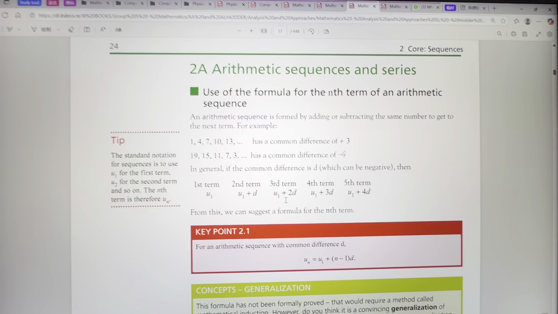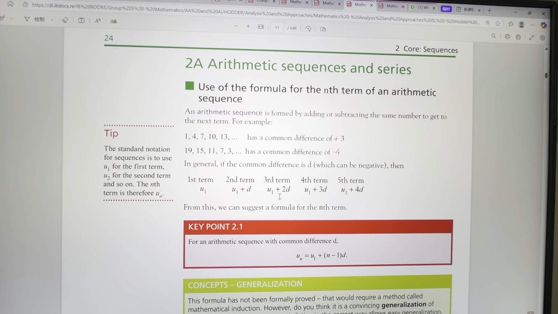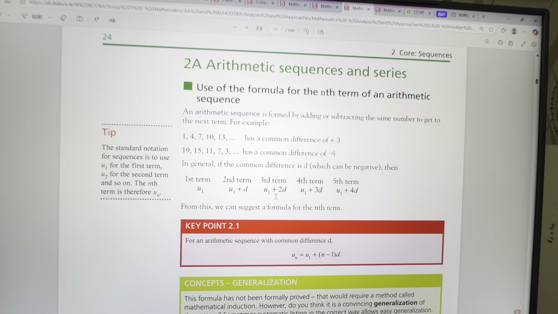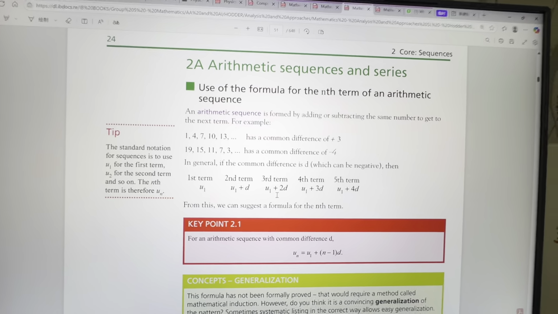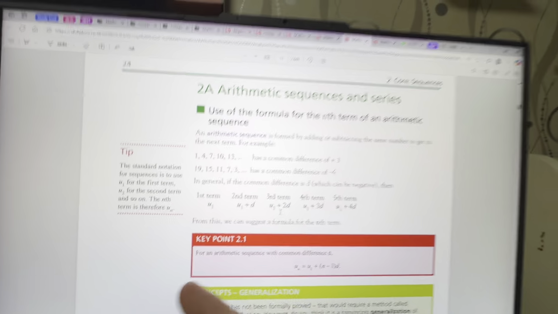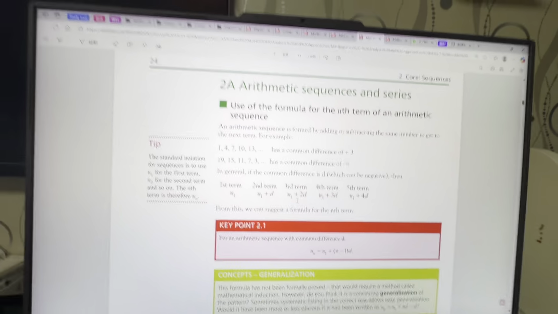An arithmetic sequence is formed by adding or subtracting the same number to get to the next term. For example, 1, 4, 7, 10, 13 has a common difference of positive 3. And for this case, it has a common difference of negative 4.